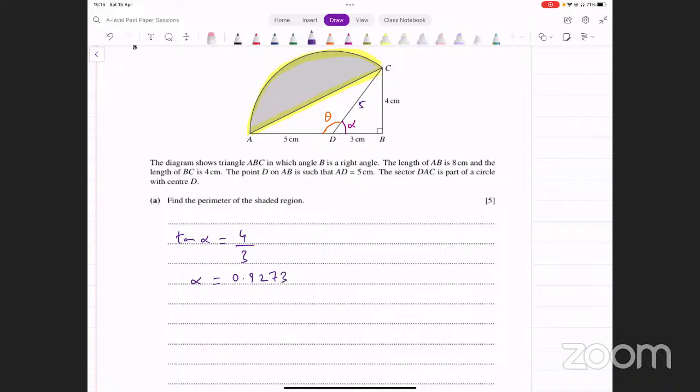ठीक है? तो theta क्या हो जाएगा फिर? Theta is going to be pi minus 0.9273. Let's see what this turns out to be. Pi minus this number, and that is 2.214. That's what theta turns out to be.